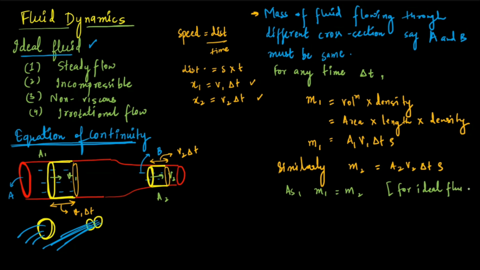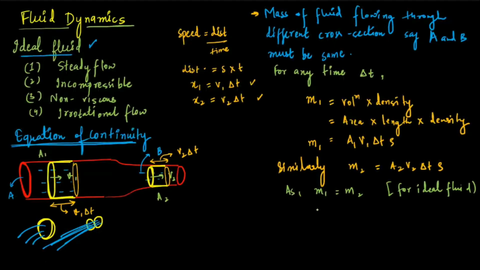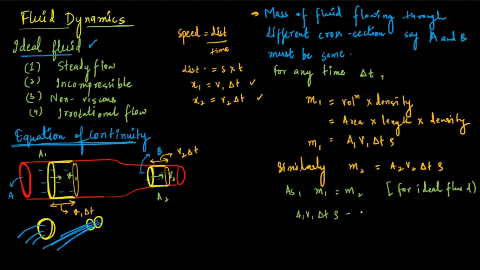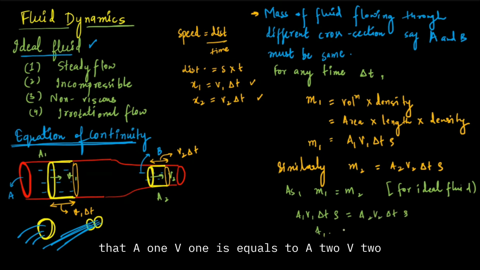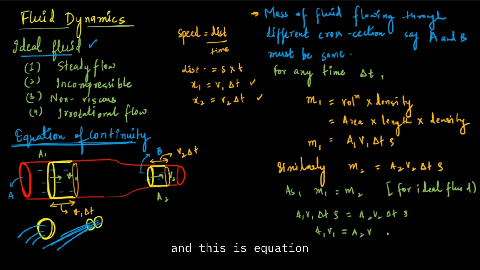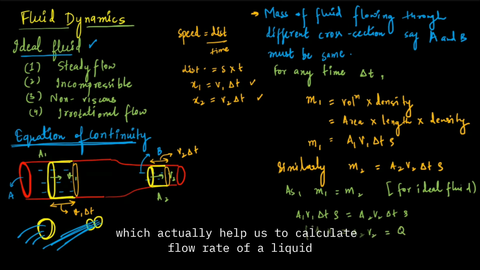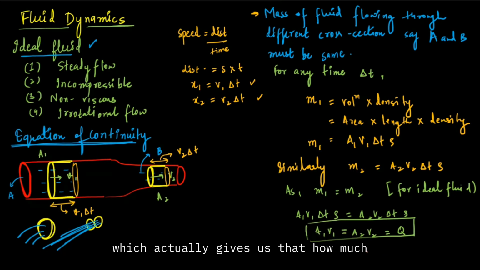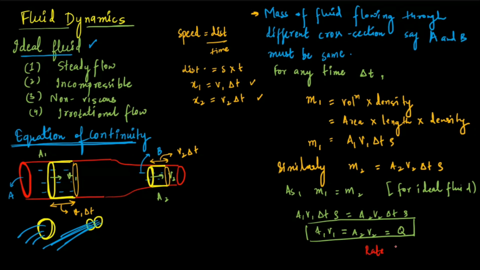So you can simply write A1 V1 delta T times rho must be equal to A2 V2 delta T times rho. So from here we get that A1 V1 is equal to A2 V2, and this is the equation which actually helps us to calculate the flow rate of a liquid. This is the equation which gives us how much liquid is flowing through a given area of cross section in terms of magnitude.